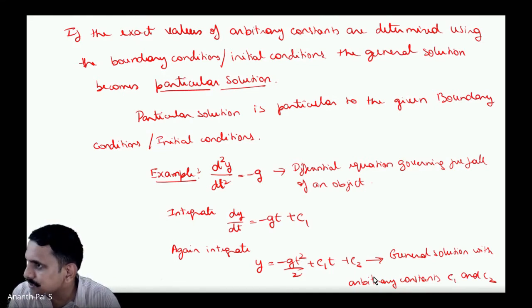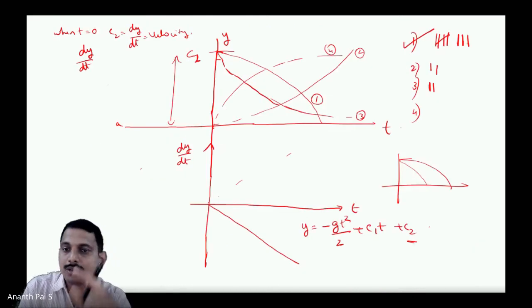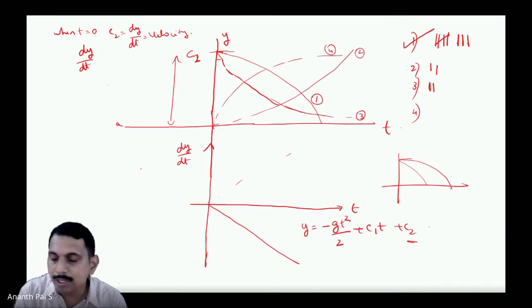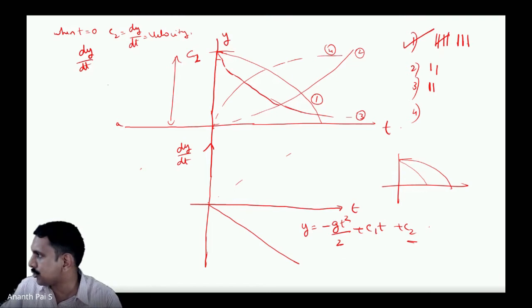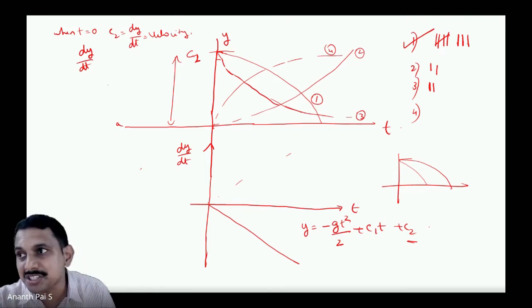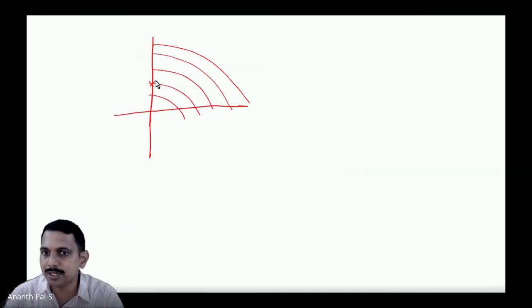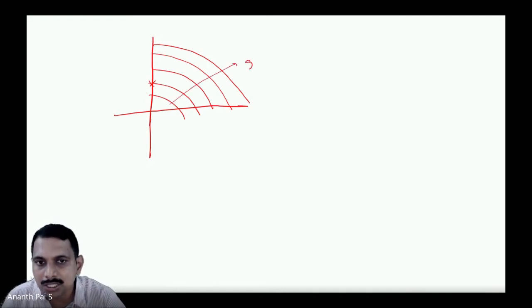Make sense? Clear? Now, here to solve this question, we can use two types of conditions. We can use initial conditions, we can use boundary conditions. Both we can use. How? Let us see. So have you written this? These are general solutions. These are all general solutions.